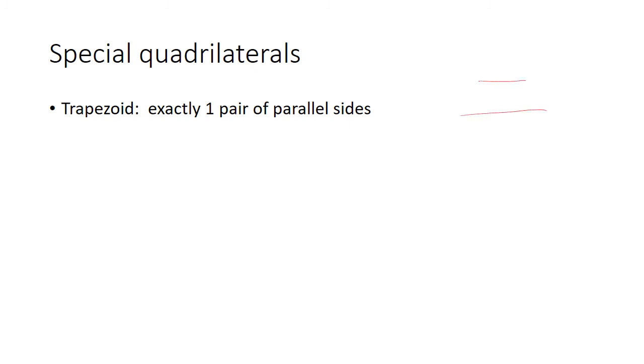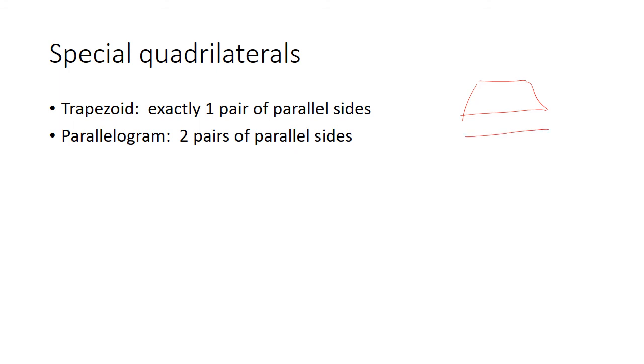So there are a few special quadrilaterals to keep in mind. A trapezoid, remember a quadrilateral has 4 sides, has exactly 1 pair of parallel sides. So in your trapezoid, you're going to have a pair of parallels, and then the other 2 won't be parallel. A parallelogram has 2 pairs of parallel sides, like a square or a rectangle, so those are parallel and those are parallel.